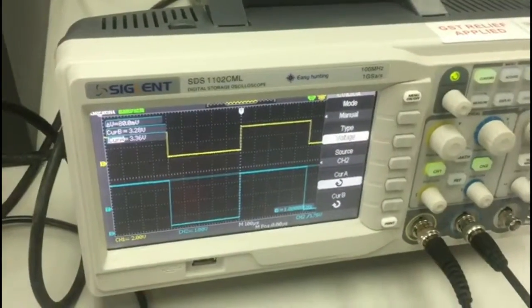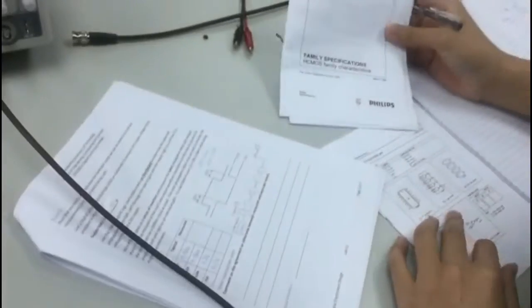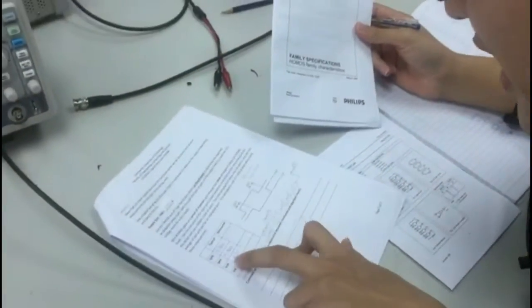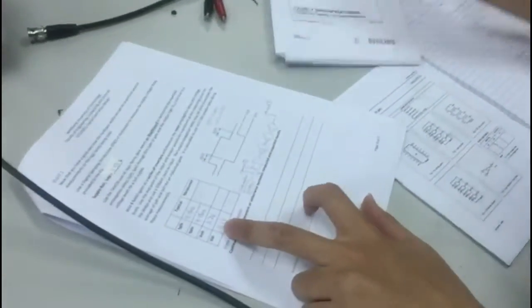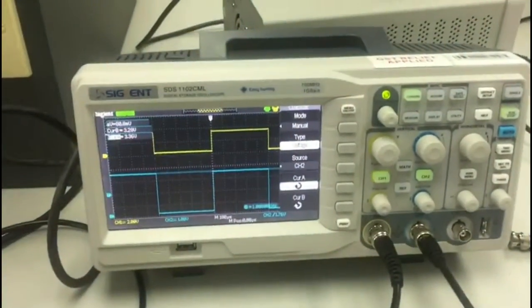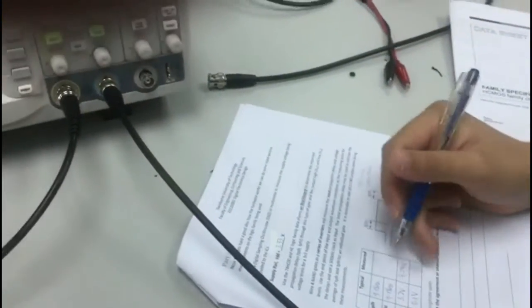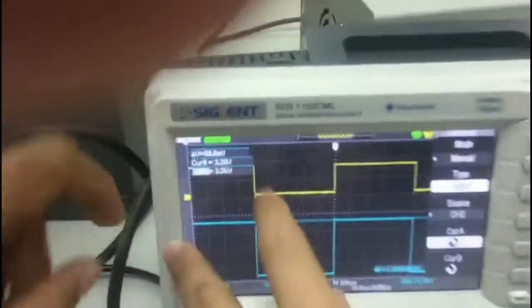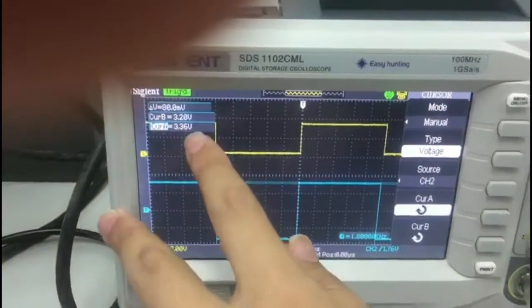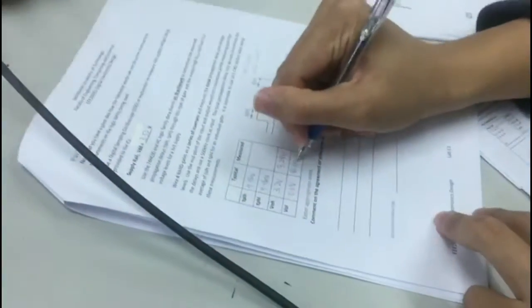The typical VOH and VOL you can actually get from this data sheet. This is how we get 3.2 and 0.01. So the VOH is the output, curve B, so it's 3.28 volts, and the VOL measured is 80 millivolts. Okay, done.